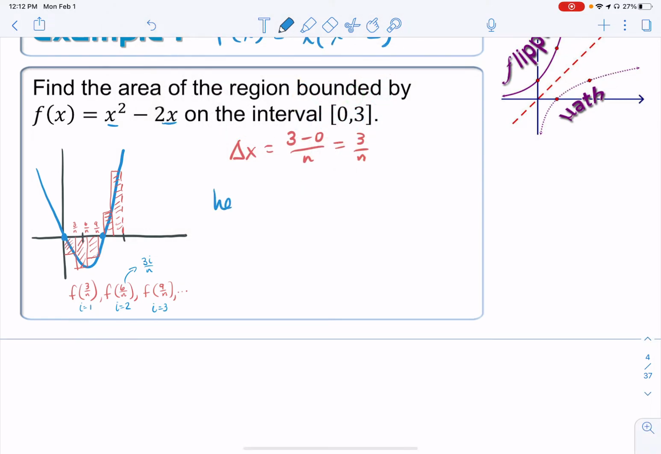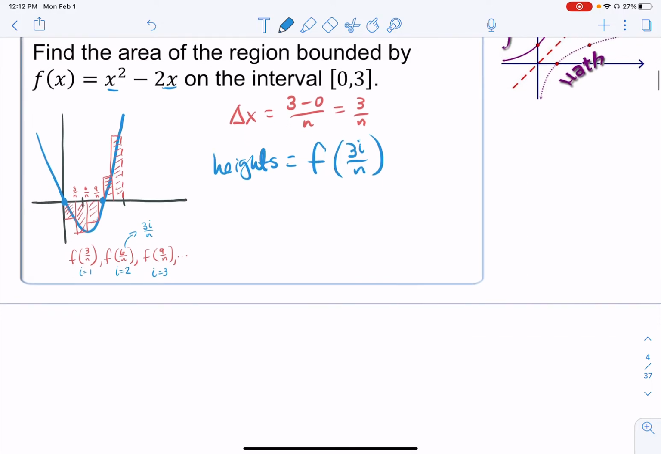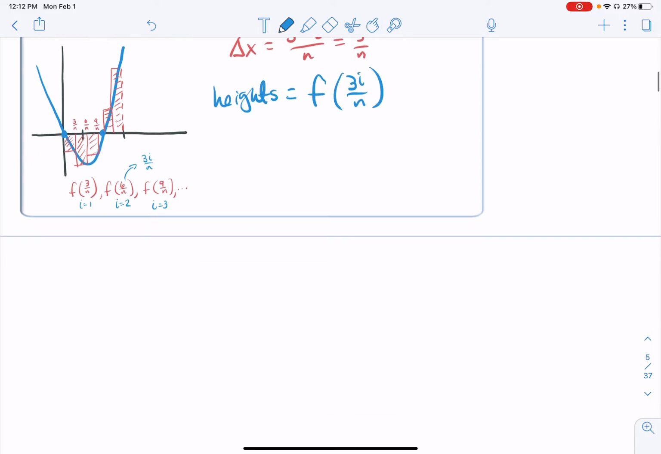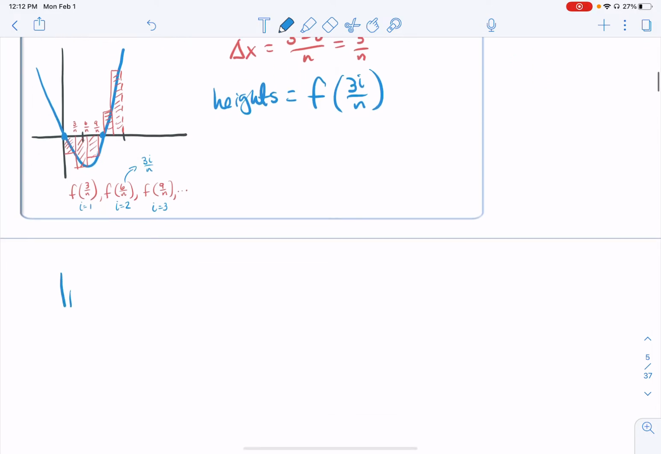So our heights will be given to us by a function value like this, f of 3i over n. Okay? All right, let's put it all together. Let's find the limit of the Riemann sum. See what happens when part of our function is down below. We want the limit as the number of rectangles n goes to infinity.